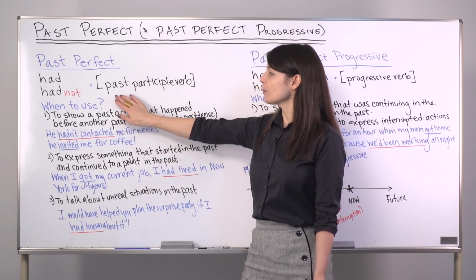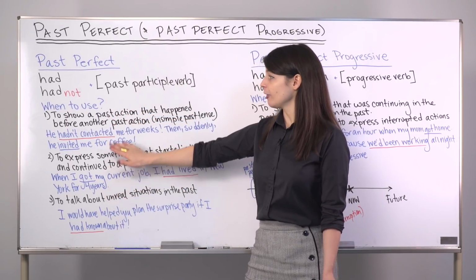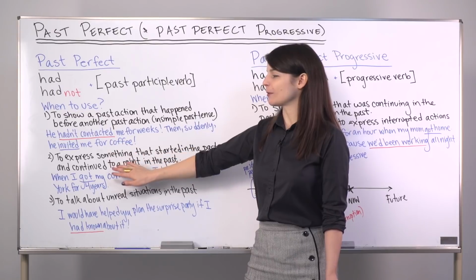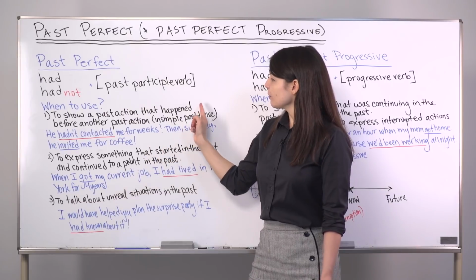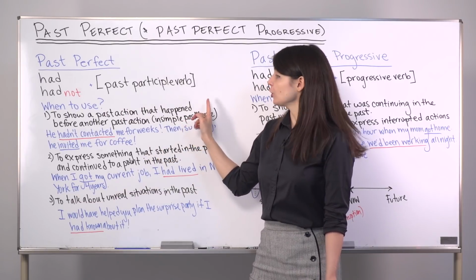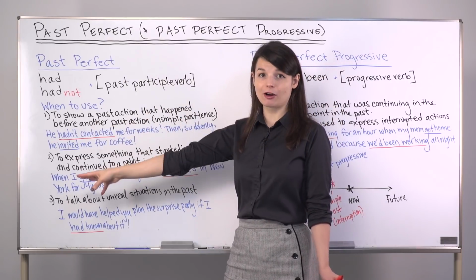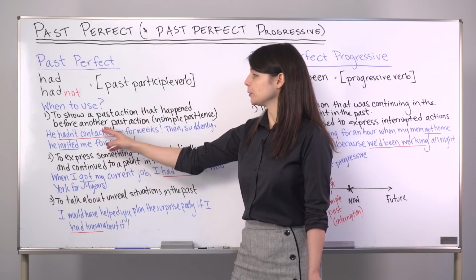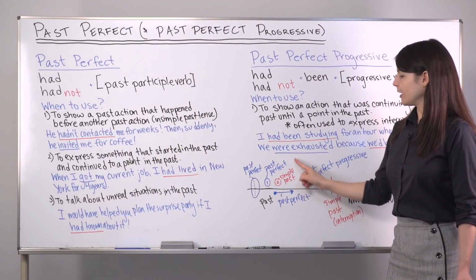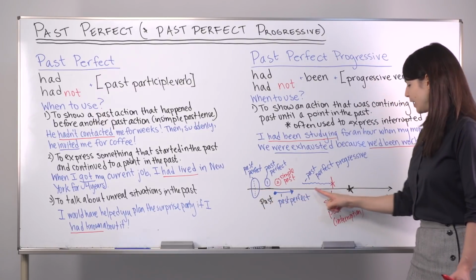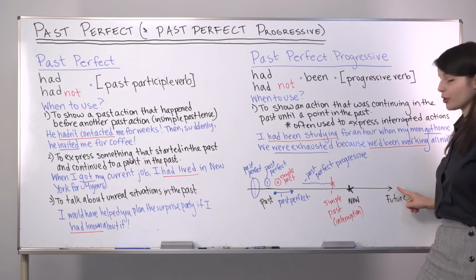So we use the past perfect tense in a few different situations. The first two, I feel, are probably some of the more common ways to use them. Let's look here first. We use past perfect tense, one, to show a past action that happened before another past action. So, to kind of visualize this, I want to look at this part right here on my timeline.